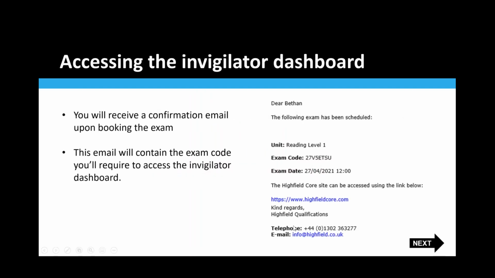So in terms of booking the exams, if you're familiar with Highfield Works, then you'll see that it does work in a very similar way. So you book the exams in the usual way on Highfield Central, but this time upon booking, you'll receive a confirmation email. Now this email will include an exam code that will be required for the invigilator to access the invigilator dashboard. So the exam code is in the email there on the right-hand side, and the exam code is also stored on the exam page on Highfield Central.